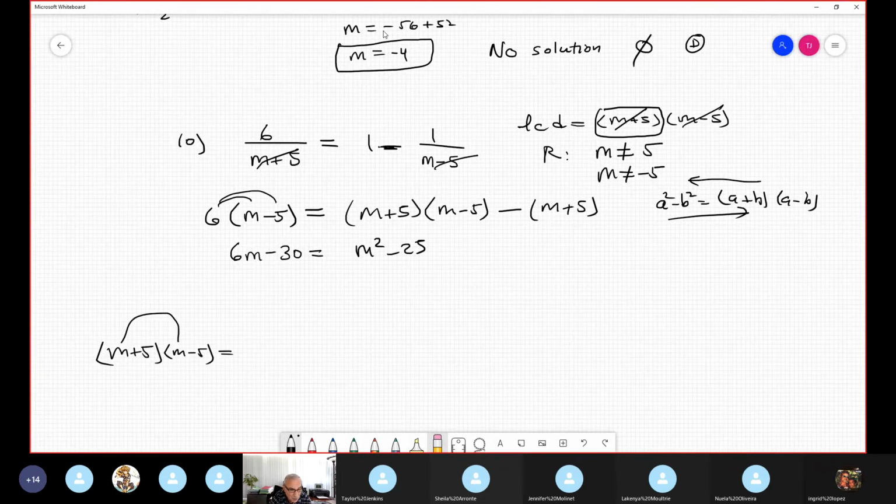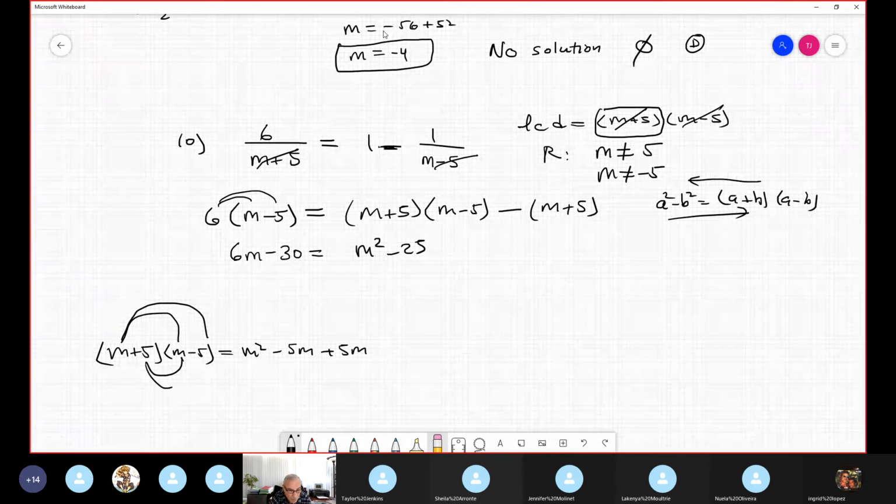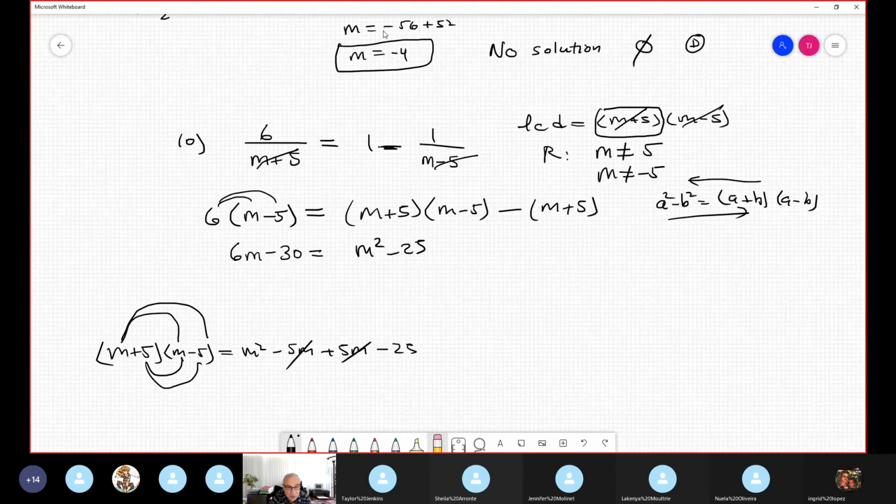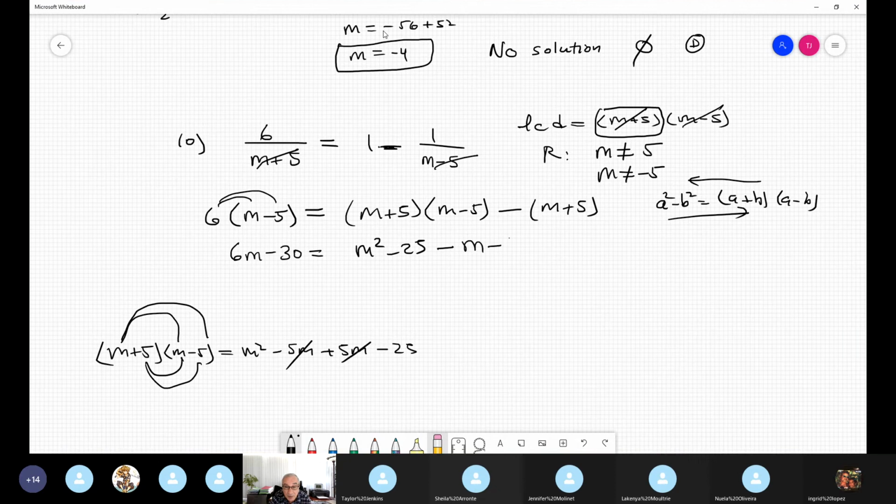you apply FOIL: m squared, this is negative 5m, and this is positive 5m, and this is minus 25. Look at what happened. These cancel always, and what stays alive is m squared minus 25. Minus m minus 5, because this affects everything inside.